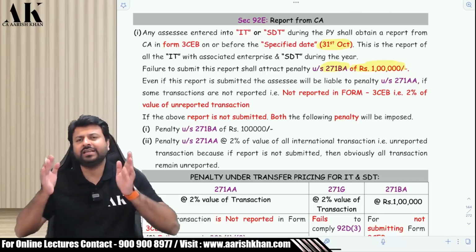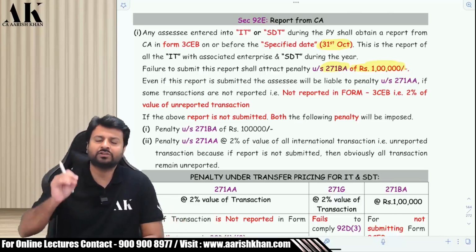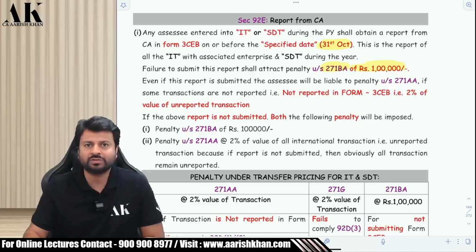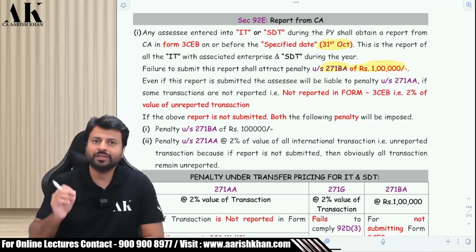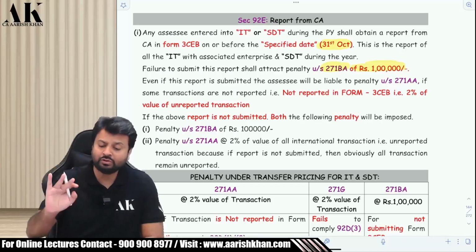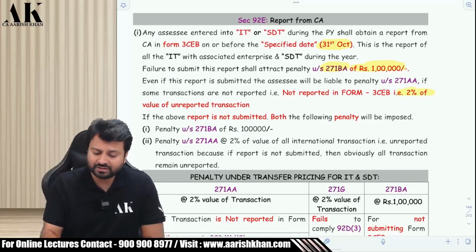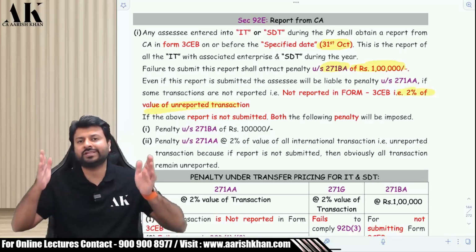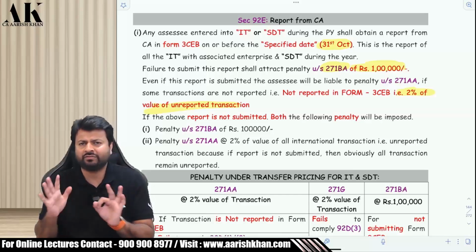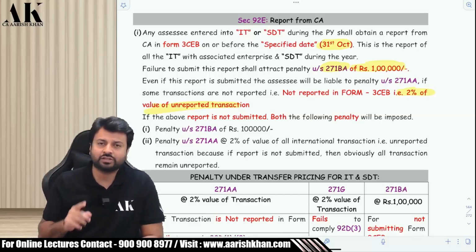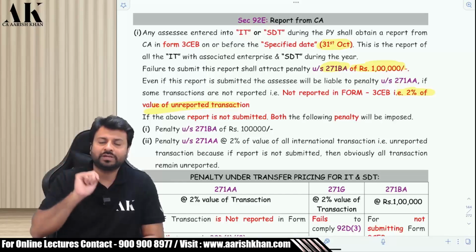Okay. Now, what is there in that report? In that report, you have to list all the international transactions and domestic transactions that you have entered into. You have to mention all the transactions. So, if you fail to mention those transactions, then there is a penalty of 2% of the value of the transaction. Suppose there are 10 transactions, out of which you have only mentioned 8 and missed 2. Then on those 2 transactions, you have to pay 2% of the value of the transaction.